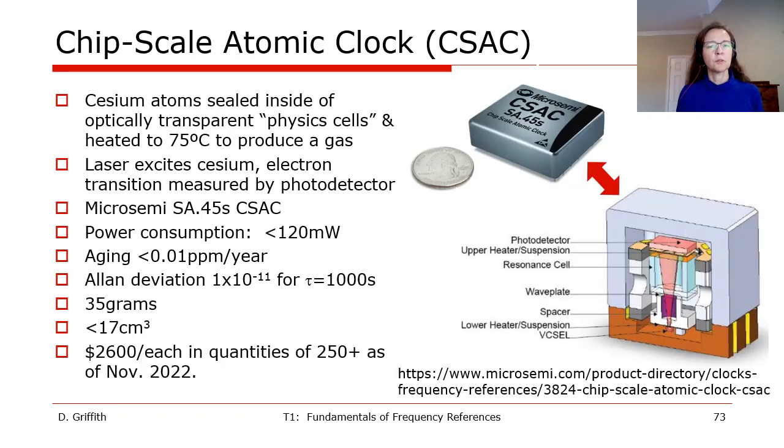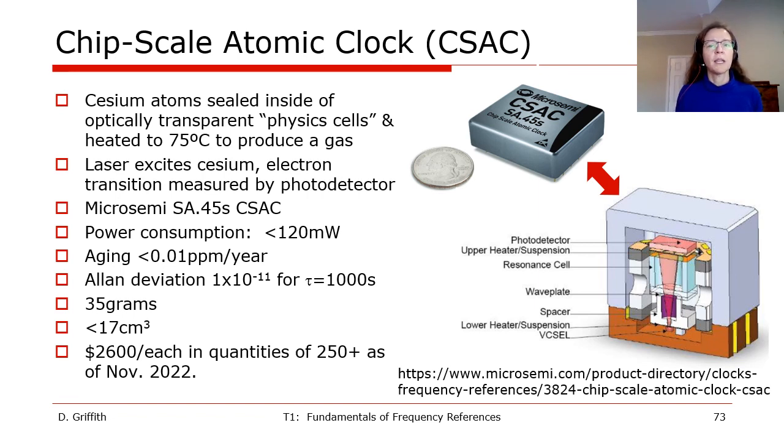So unlike the other clock sources we've discussed, most atomic clocks are quite large and they consume many watts of power. Atomic clocks are also a huge topic in and of themselves, so I'm just going to touch briefly on the chip scale atomic clocks in this tutorial, which are a more recent development in this space. So chip scale atomic clocks were first demonstrated about 20 years ago, and they went into production just over 10 years ago. They work by having cesium atoms inside of a physics cell, which are heated to produce a gas, and then a laser excites the cesium, and the electron transition is measured by a photodetector.